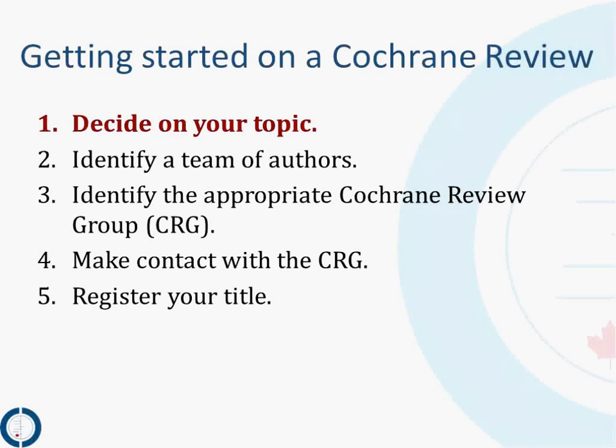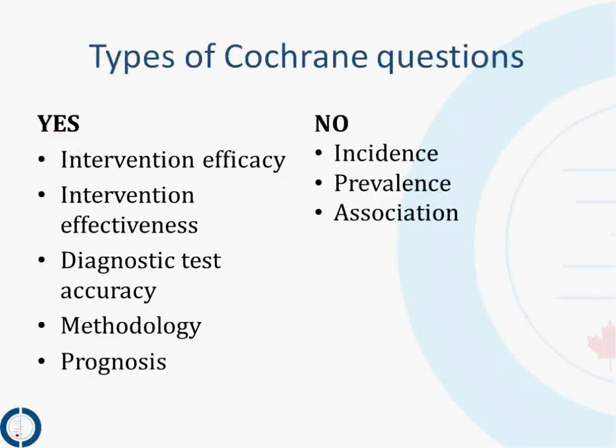The first step in getting started on a Cochrane review is deciding on your topic. Cochrane reviews deal with a number of different questions. The most common Cochrane reviews are intervention efficacy or effectiveness reviews. Efficacious treatment provides positive results in a controlled experimental research trial, such as a randomized controlled trial. Effective treatment provides positive results in a usual or routine care condition that may or may not be controlled for research purposes. In my review group, we usually look at medical interventions for the treatment of inflammatory bowel disease.